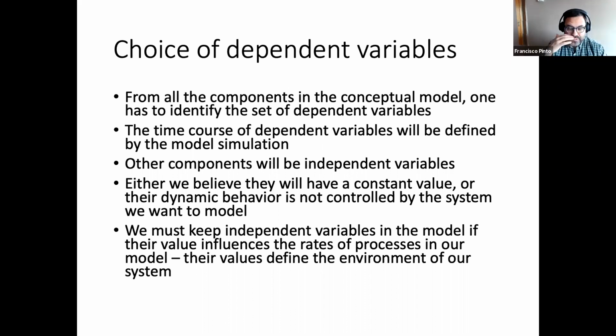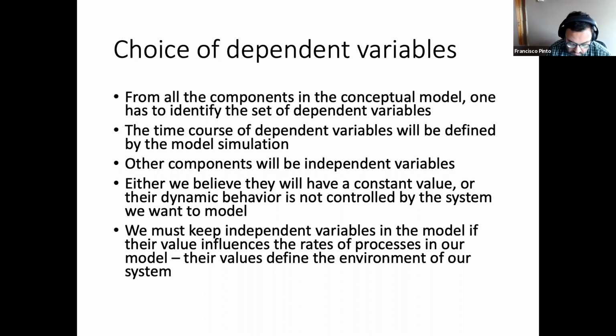Okay. Sometimes those independent variables are just environment variables, like the example I was talking about, light intensity for the metabolism of plants. It could be temperature or other environmental variables that are important to define the rates or the processes that are happening in the system, even if they are not that interesting for your hypothesis. But if they are important to define the behavior of the system, you have to include them.